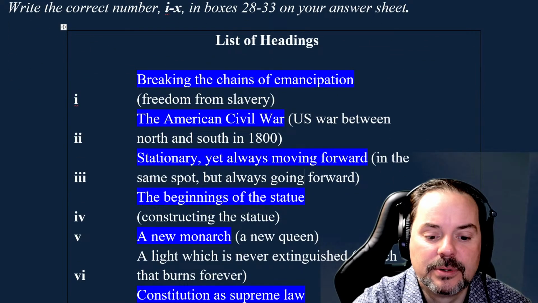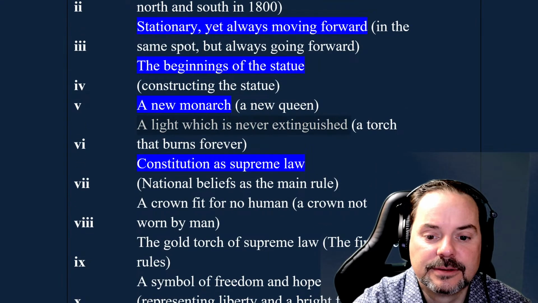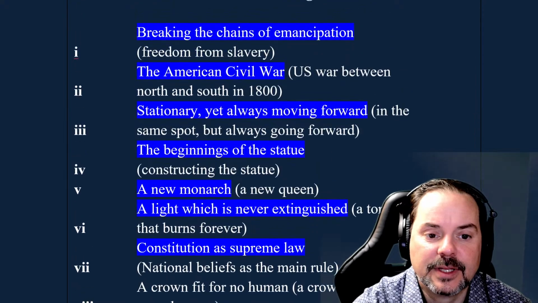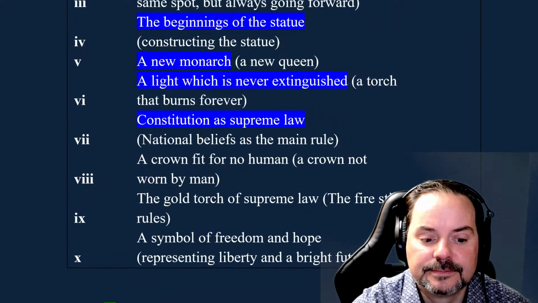I'm going to keep going here and then you can. Okay, breaking the chains of emancipation. Yeah. The American Civil. I think it's the first one.